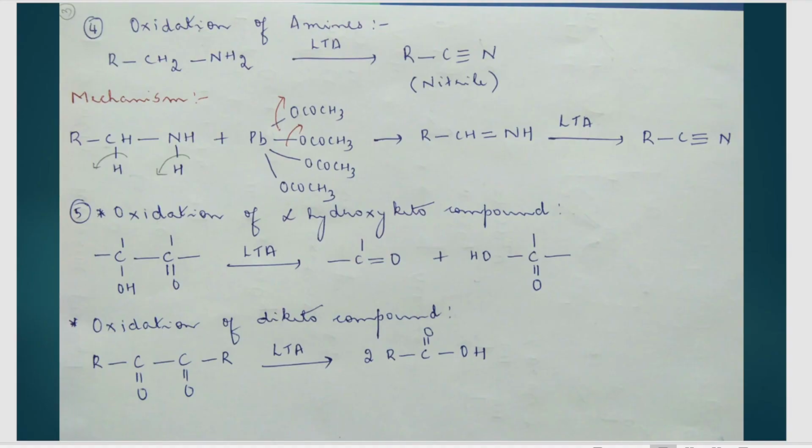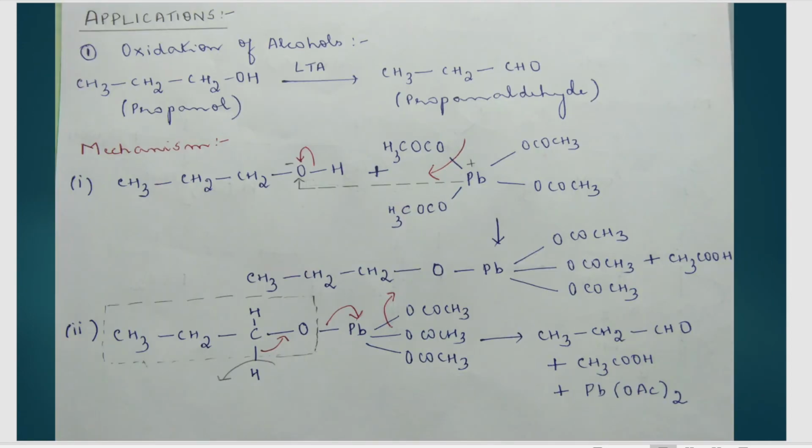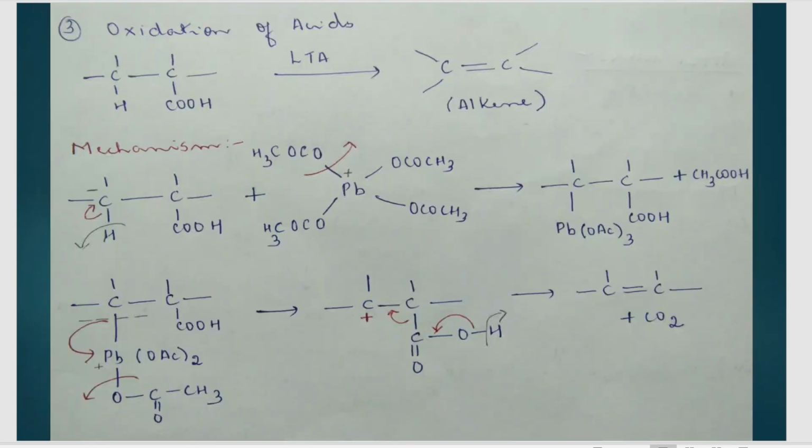What and all did we study under lead tetraacetate? We studied its synthesis, then we studied its application, that is, it is used in oxidation of an alcohol to give an aldehyde. It is used to convert a diol and give you a ketone, and then it is used in the oxidation of acids to give alkene. Now, in all these reactions, you might have observed that the functional group changes. That's why we studied under application, that is, it is used in the transformation of functional groups.